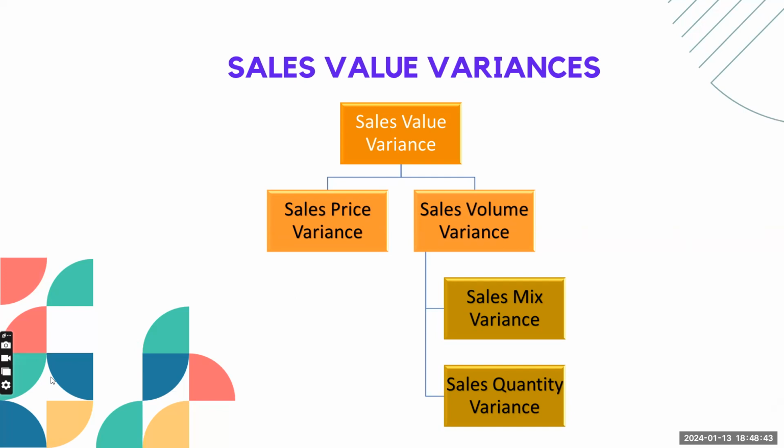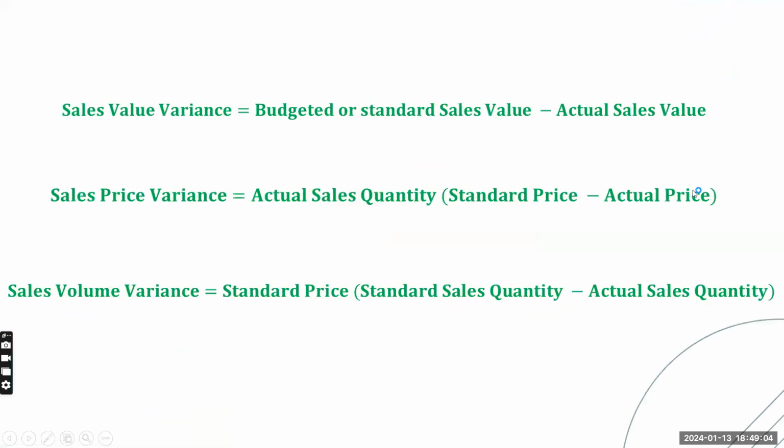All right. So the next one, we have the sales volume variance. Sales volume variance, we have two: the quantity variance and the mix variance. So don't mess up the sales quantity variance with the sales volume variance. There are two. So let's see how we calculate it.